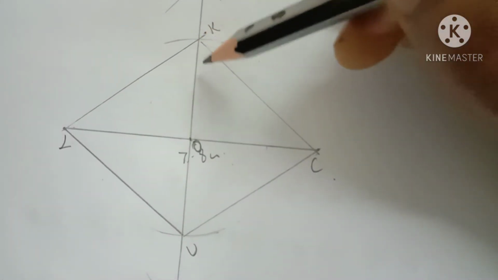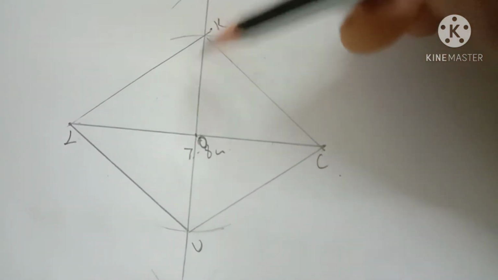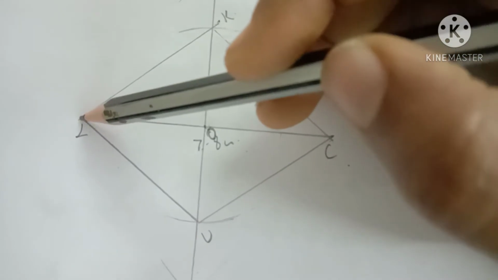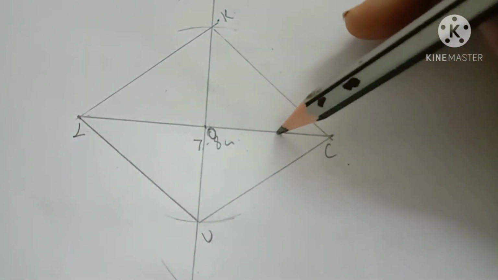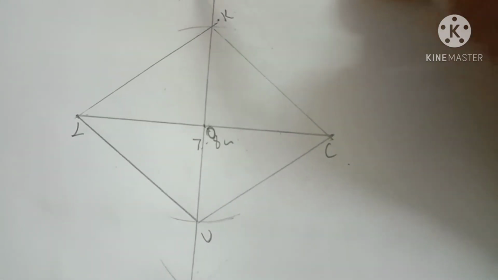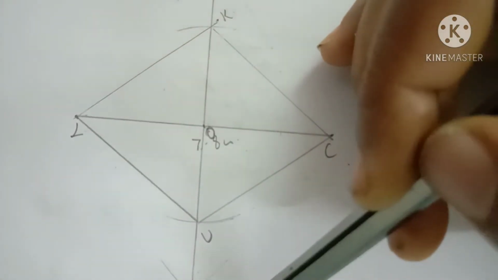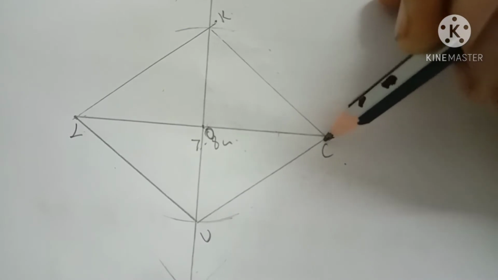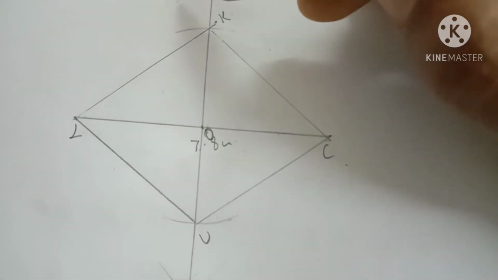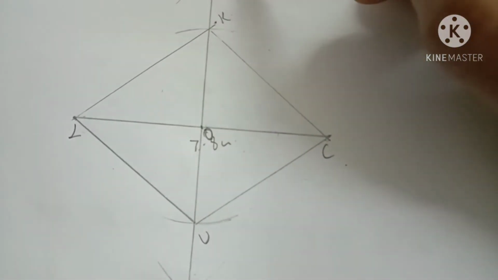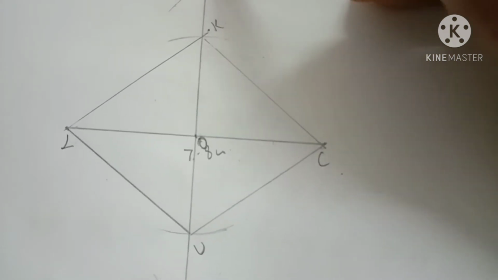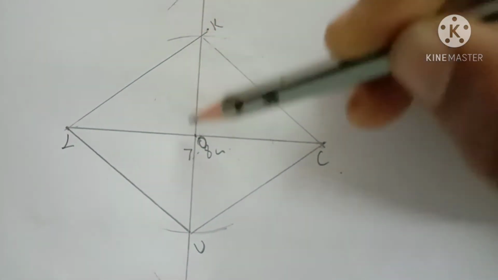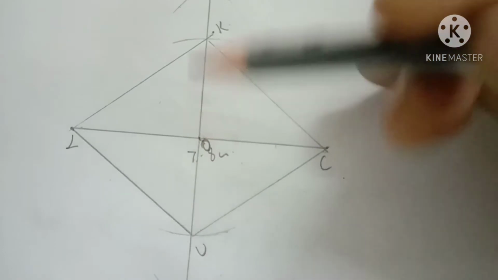If they given the diagonal value means you have to draw the perpendicular bisector. You know very well how to take the perpendicular bisector. With L as a center, take more than half and cut an arc above the line and below the line, and then with C as center, with the same measurement, cut an arc above the line segment LC and below the line segment and join X and Y which cut at O.